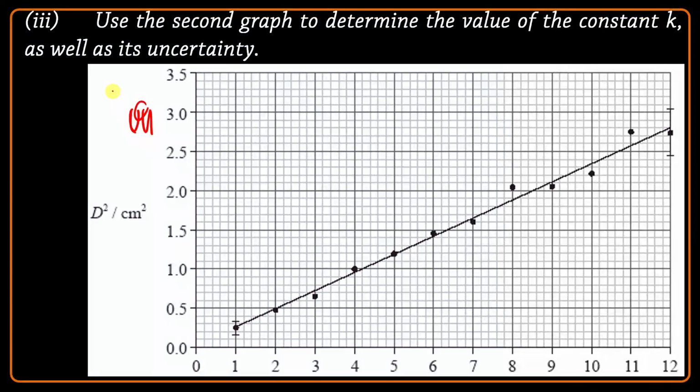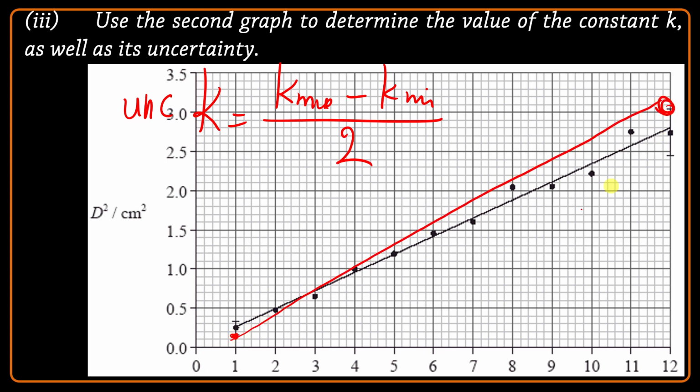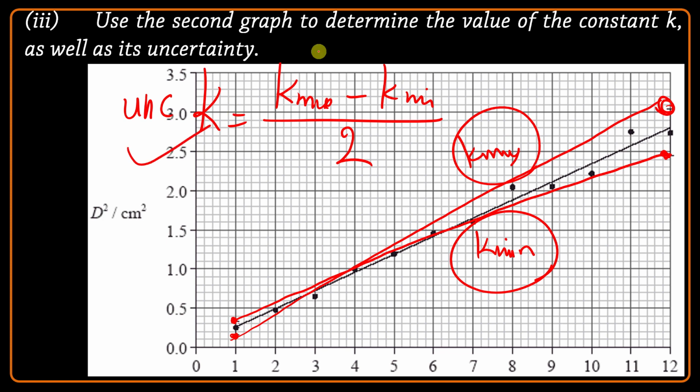Uncertainty for K is gonna be half of the range: K max minus K min over 2. K max is the maximum slope. I should connect the first point, the bottom, to the last point, the top, and find the K max. Then I should do something similar for K min. For the first one, the top, the last one, the bottom. So I will connect these two, and then I will find K min. Then I put them in this formula to find the uncertainty.